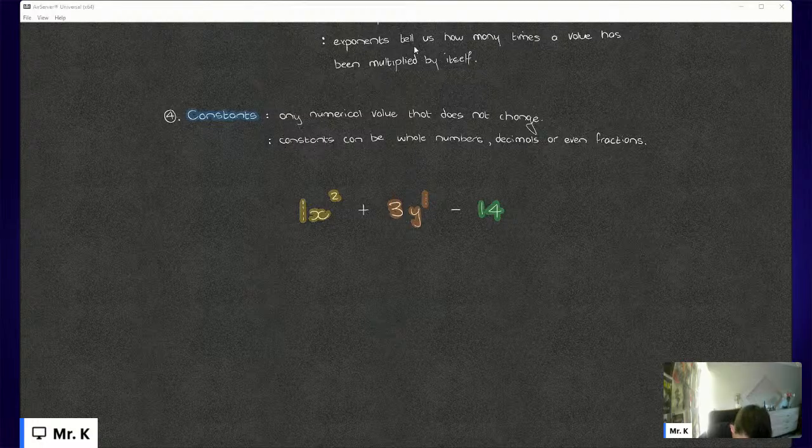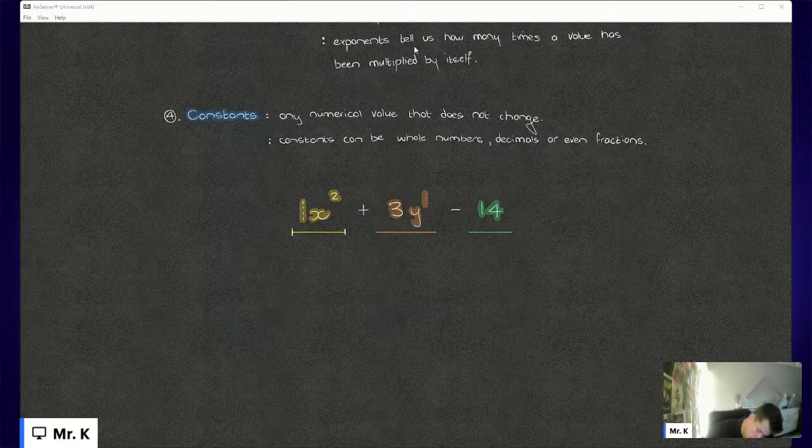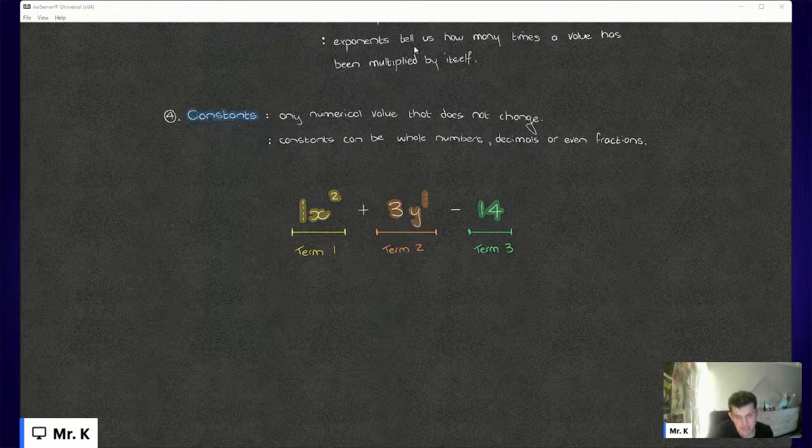Each of these little pieces is what we call a term, grade sevens. And a term is a collection of all the things that we spoke about in the notes above this section. Okay, so over here, we have what we would call term one. Next, we would have term two. And finally, over here, right at the end, we would have what we call term three.